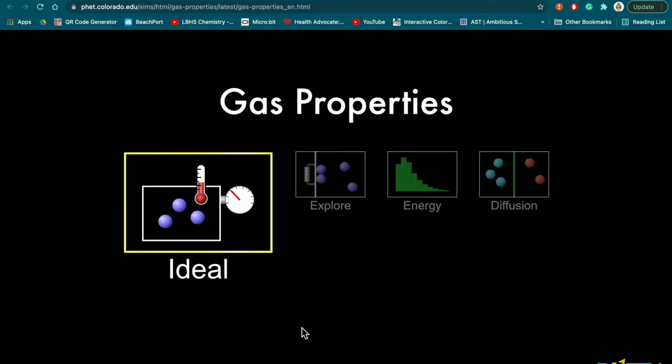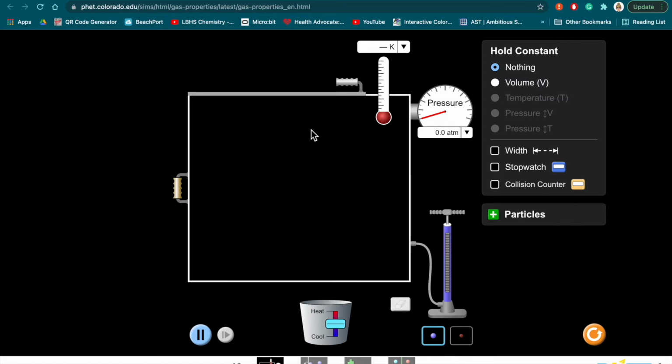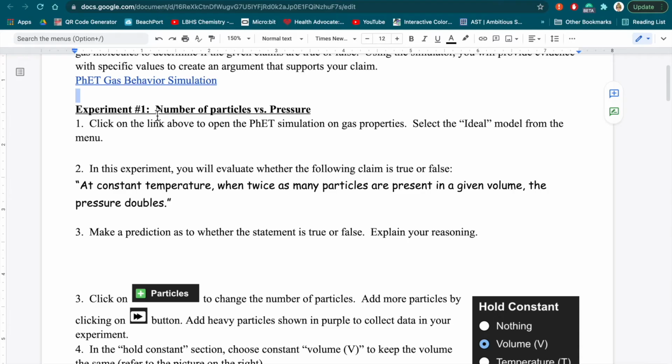When you open the simulator, you're going to select Ideal, and this is where you will be doing your experiments. If we go back to our homework document, the first experiment will have you evaluate the relationship between the number of particles and the pressure. And the prompt says at a constant temperature, when twice as many particles are present in a given volume, the pressure doubles. So you're trying to evaluate this when twice as many particles, pressure doubles.